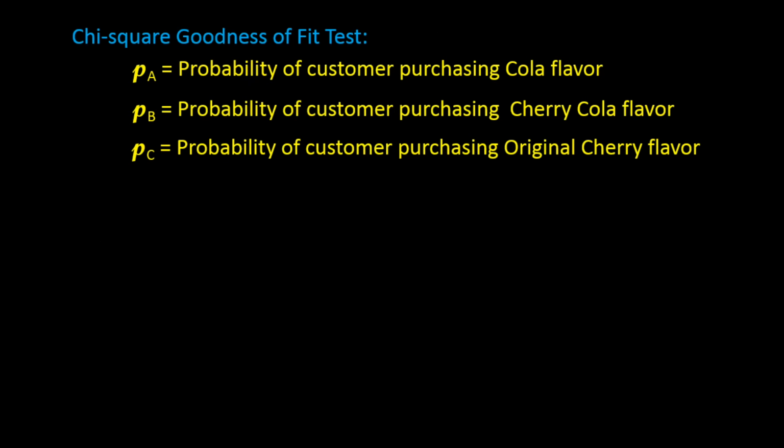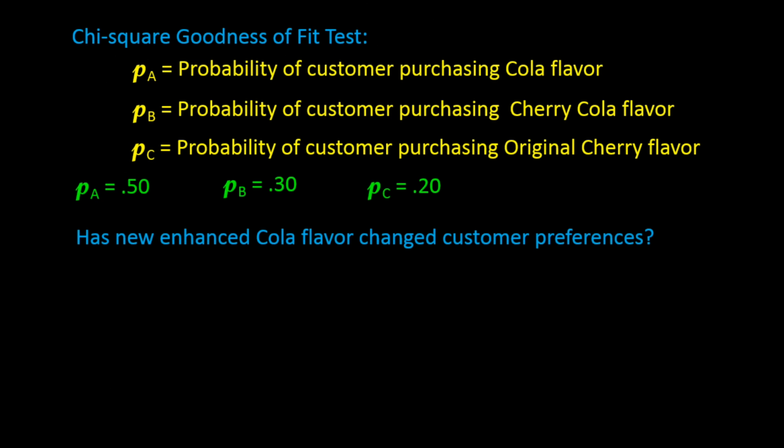Now let's say that historical data shows that cola has 0.5 market share, meaning 50% of its customers buy the regular cola flavor. Cherry cola has a 0.3 market share, 30% of its customers buy the cherry cola flavor. And original cherry has 0.2 market share. Suppose the original cola flavor is changed and marketed as new and improved. After the new cola is introduced, a sample is taken to see if there has been a change in market share for each of the soft drink flavors.